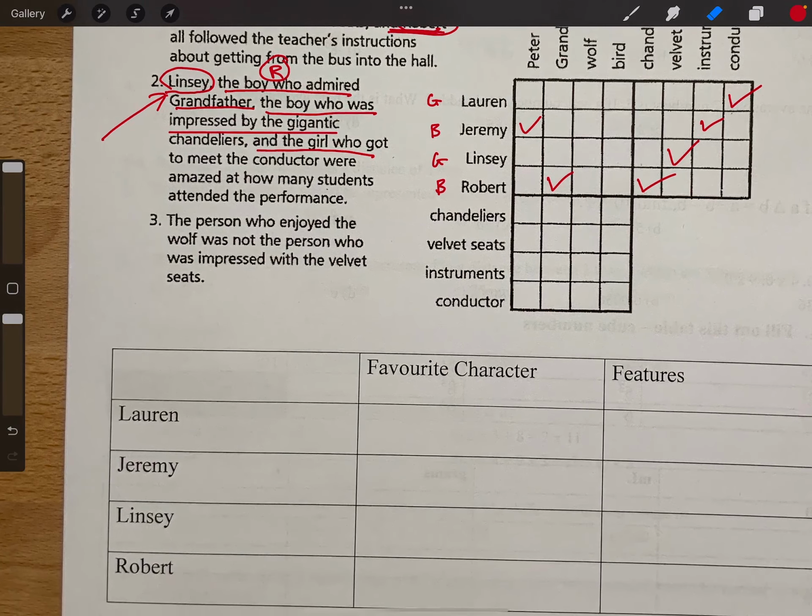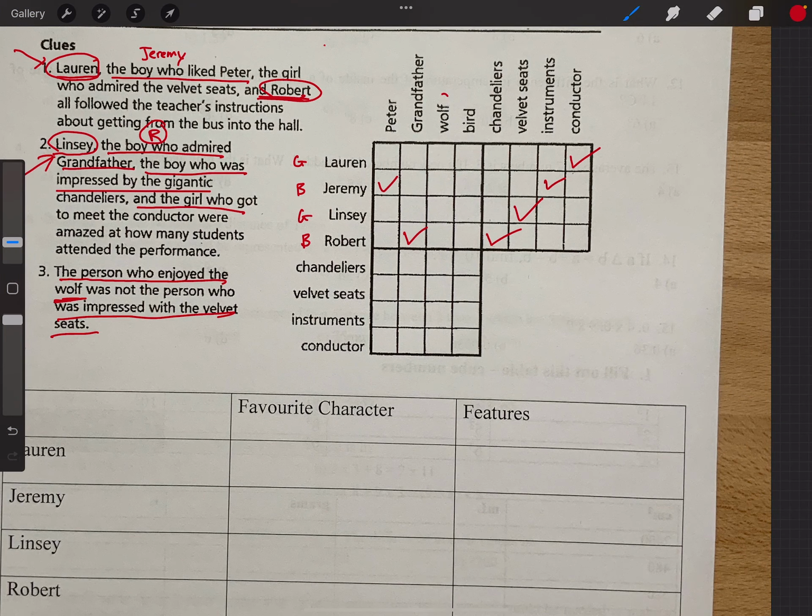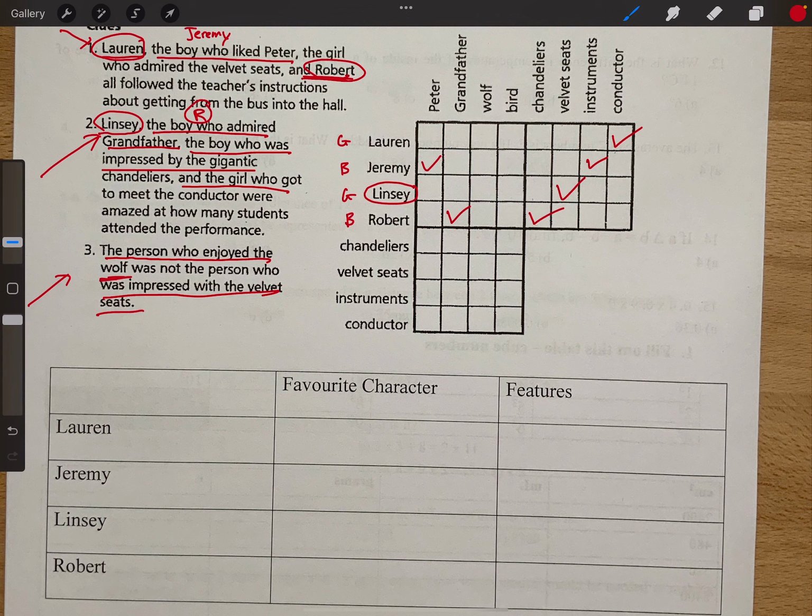Okay. Now the next one, we only have 2 here. We need 2 more. Okay. So let's look at the last clue. The person who enjoyed the wolf was not the person who was impressed by the velvet seats. So do we know who liked the wolf? No, we don't. We don't have any clue on who likes the wolf. But do we know who likes the velvet seats? Yes, we do. The person who liked the velvet seats is Lindsay. It says the person who enjoyed the wolf was not the person who likes the velvet seats. So that means that Lindsay cannot be the one that likes the wolf.